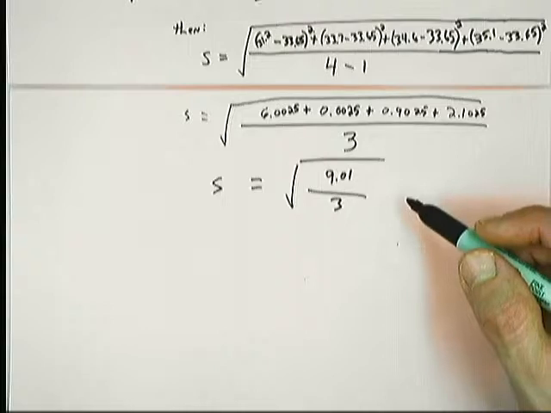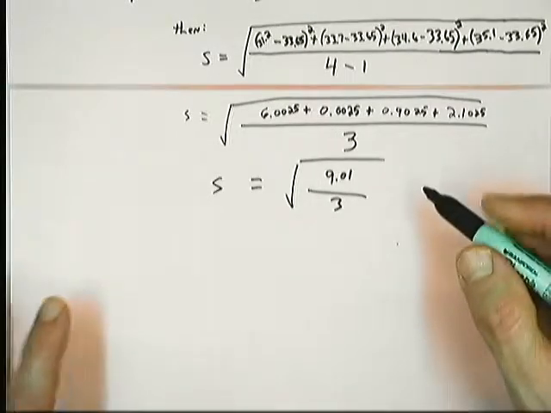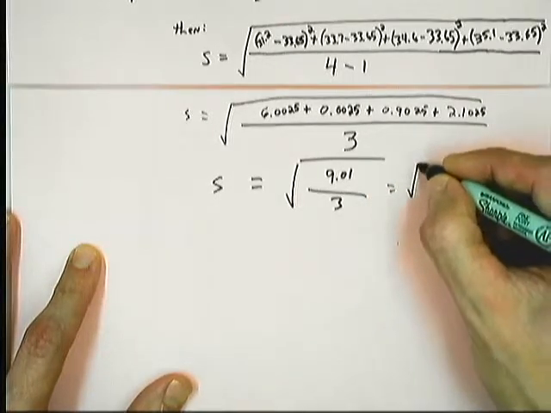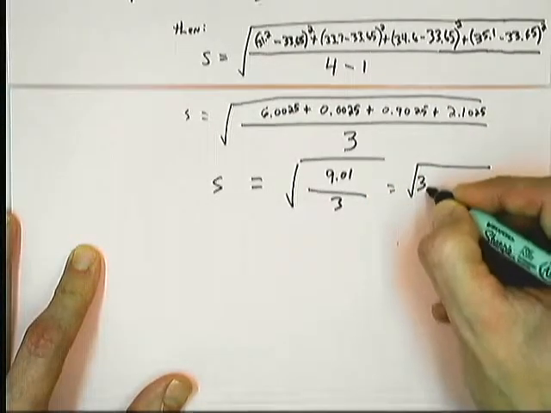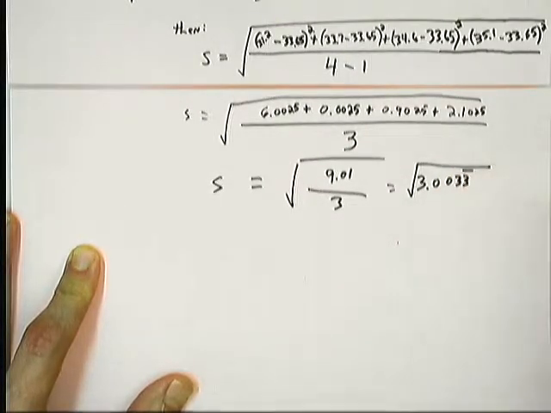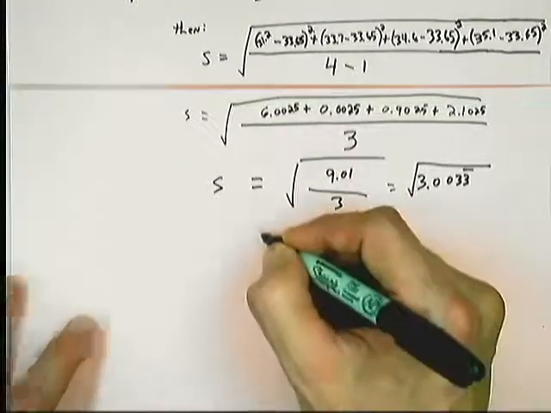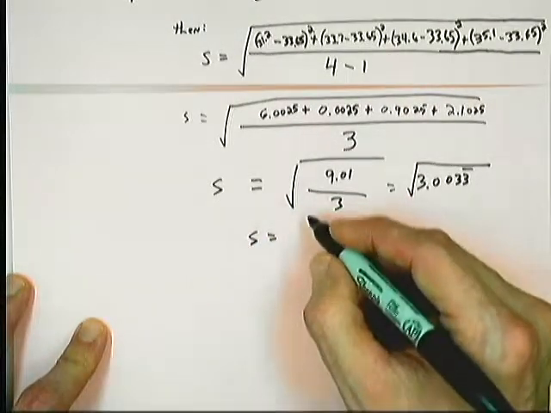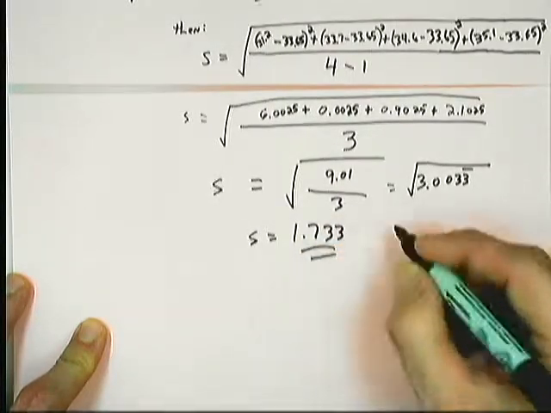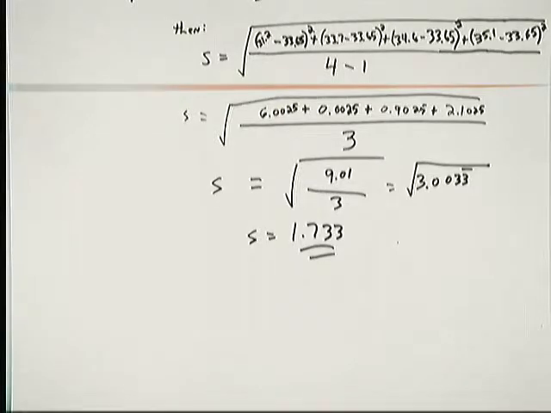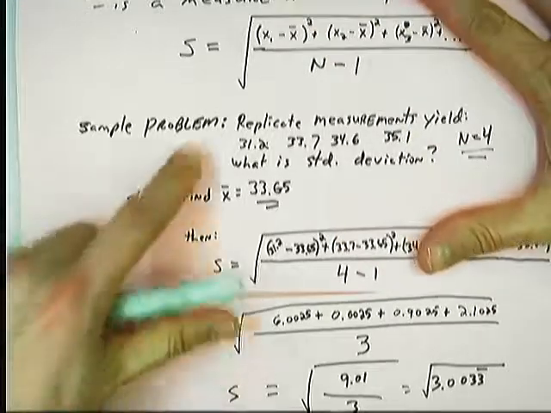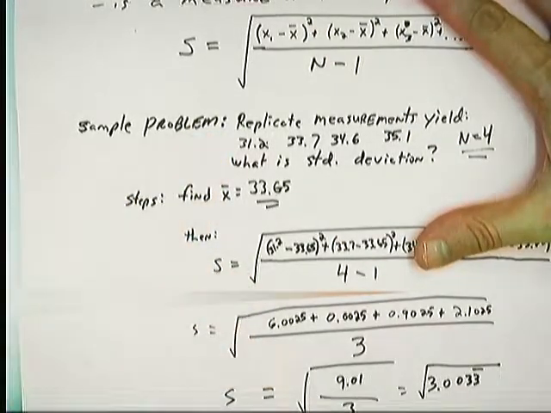Okay, now if I go ahead and complete this by doing the division, I get a number, of course, a little bit over 3, that repeats on out, okay? And if I take the square root, I get 1.733 as my standard deviation. So that is going to be the standard deviation of my original data set that we talked about up here, okay?